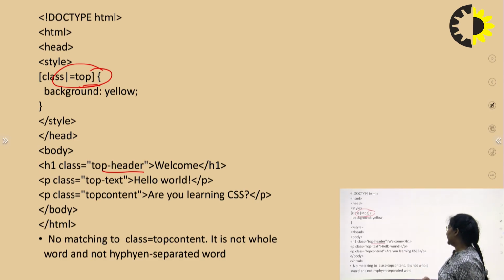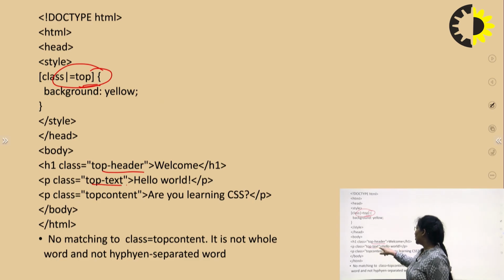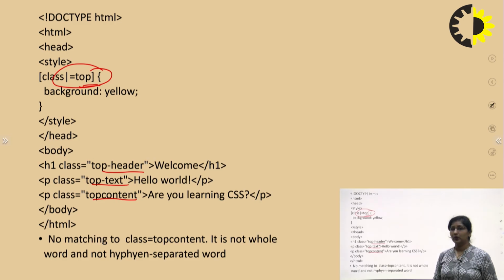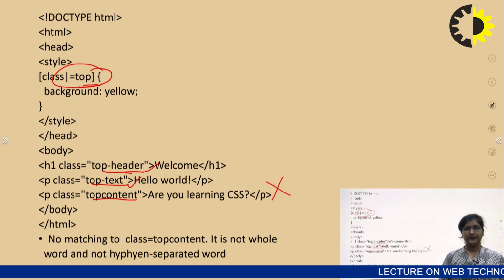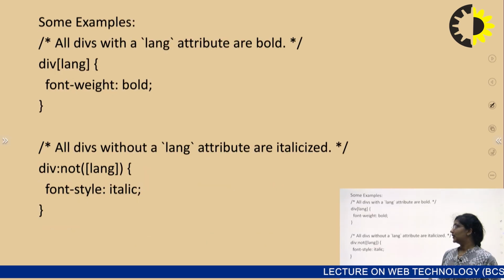Top underscore header, top hyphen header, top hyphen text will match, but top content will not work. Why? Because it is not hyphen separated. So for this there is no match, and CSS will not be applied over it, but since top is hyphen separated in header and text, CSS will be applied to them. There are some more examples.